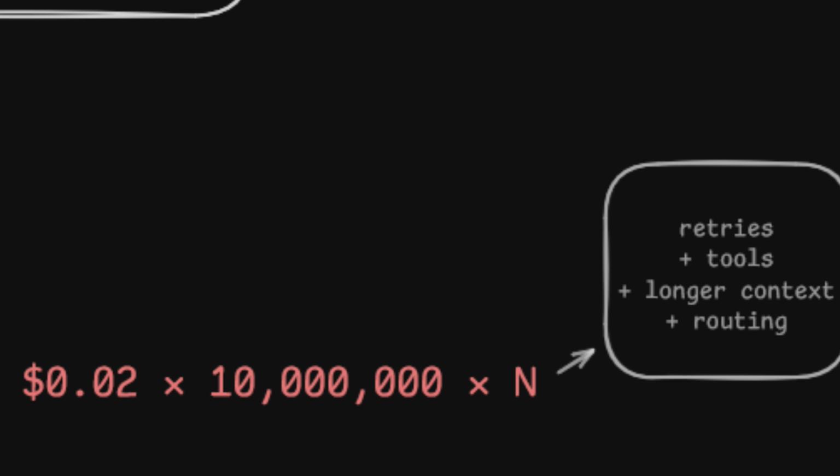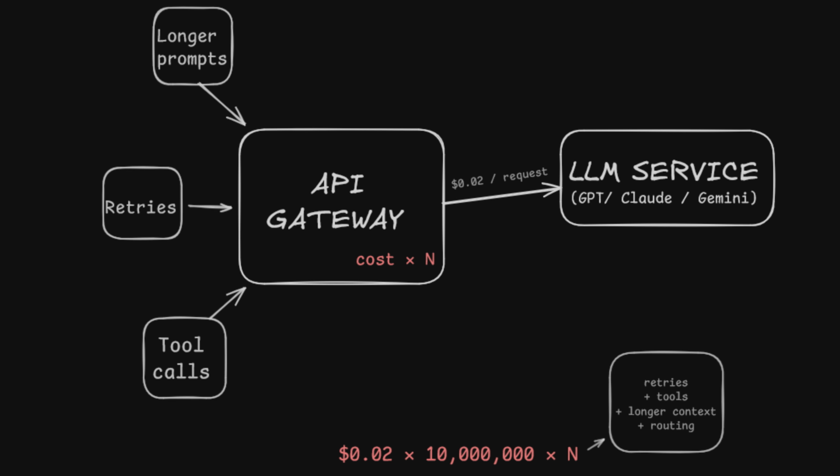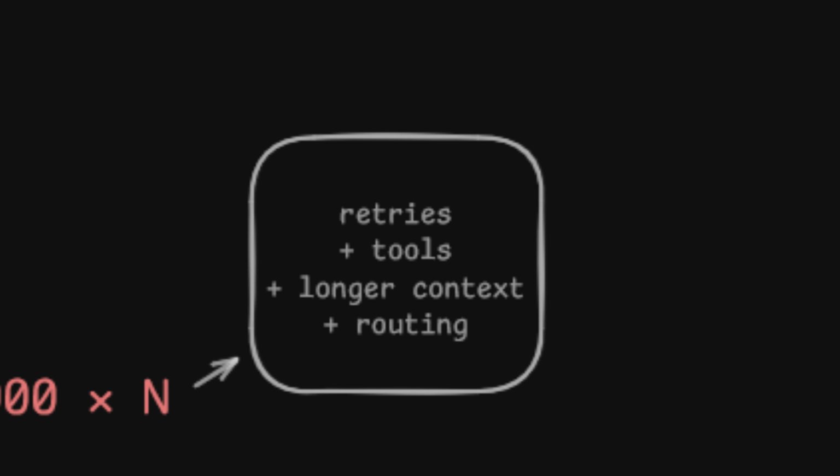But in real systems, n is rarely 1. It's often 5, sometimes 10. And under load, it can grow without warning, especially when timeouts overlap, especially when retries cascade. But here's what makes this dangerous. N doesn't just grow with scale, it grows with complexity.